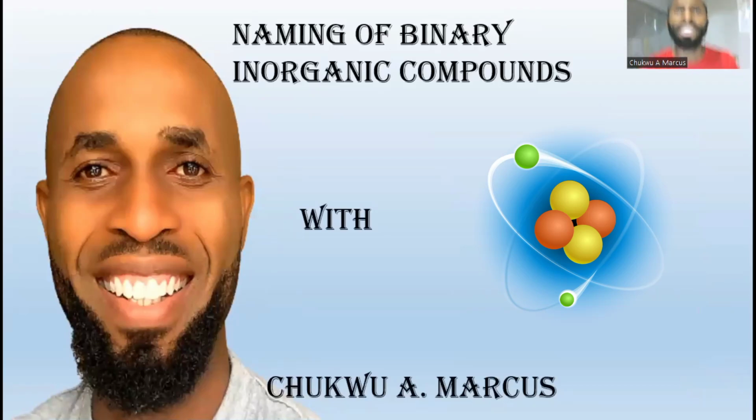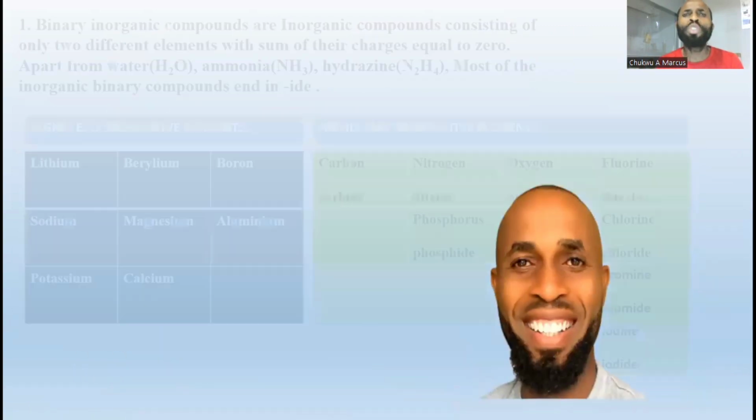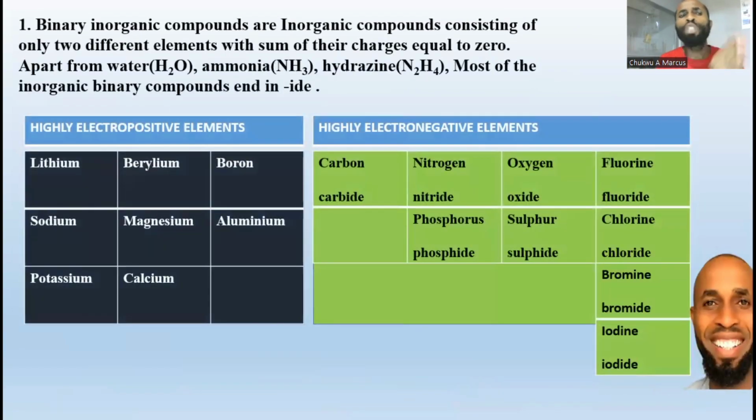In this video, we're going to learn how to name binary inorganic compounds. What do I mean by binary inorganic compound? I mean those inorganic compounds consisting of only two different elements, with the sum of their charges being equal to 0. Apart from water, ammonia, hydrazine, as you can see the chemical formula on the screen, most of the inorganic binary compounds will end in IDE.